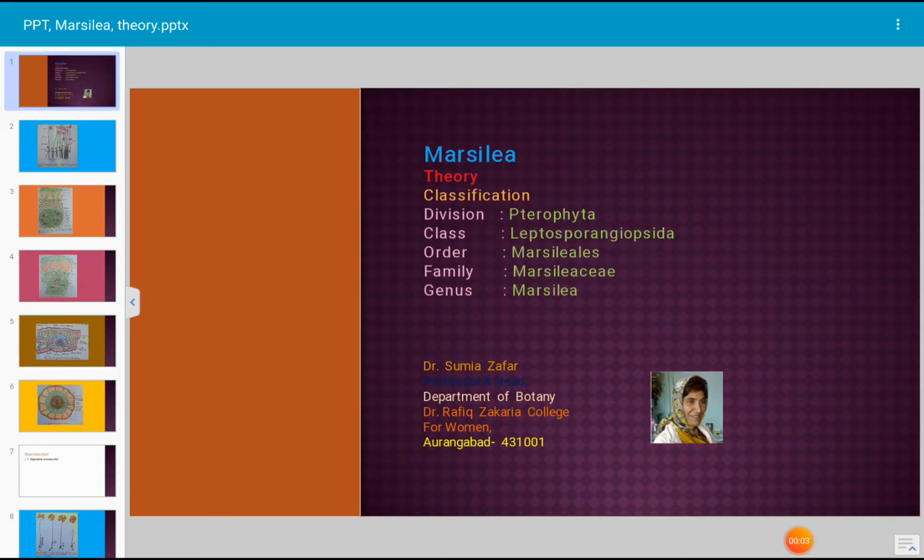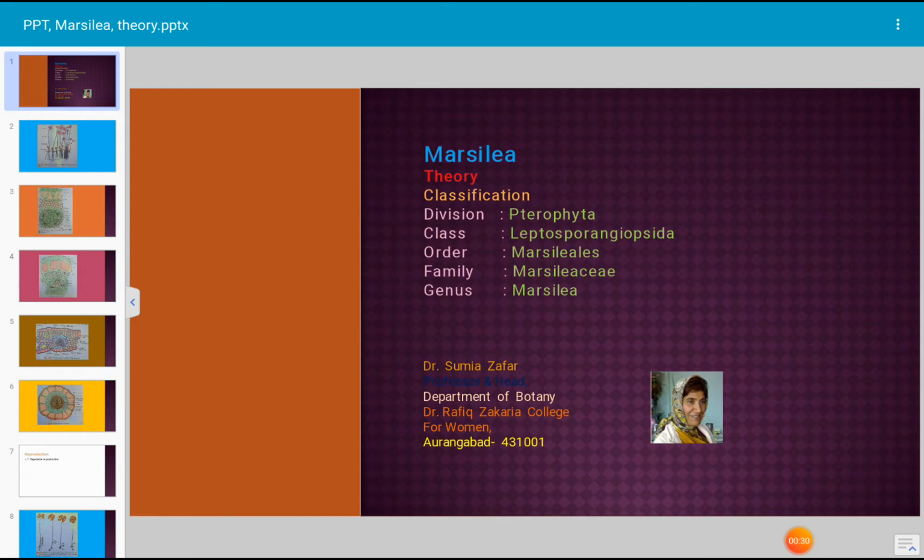Today's topic for discussion is the life cycle of Marsilea. Marsilea is a pteridophytic plant, and it is a member of the order Marsiliales. This order includes a single family, Marsiliaceae, and this family includes living genera like Marsilea, Pillularia, Regnellidium, etc.